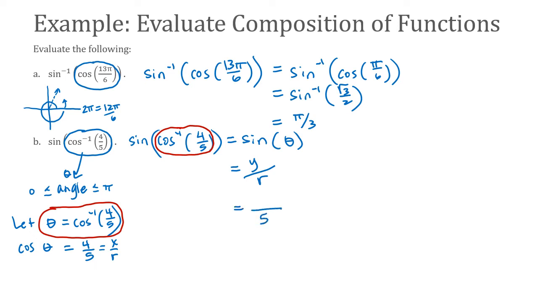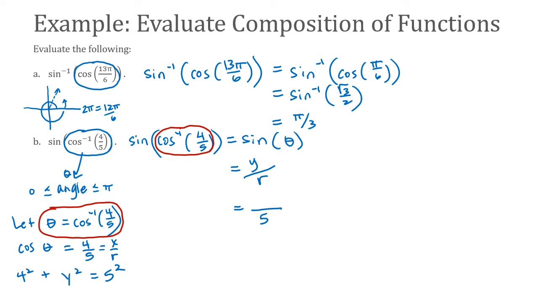All right, so I think we know what r is, don't we? We know that it's 5. So if we can find y, then I think we've got this one solved. So how are we going to find y? Well, we know that x squared plus y squared is equal to r squared. So 4 squared plus y squared equals 5 squared.